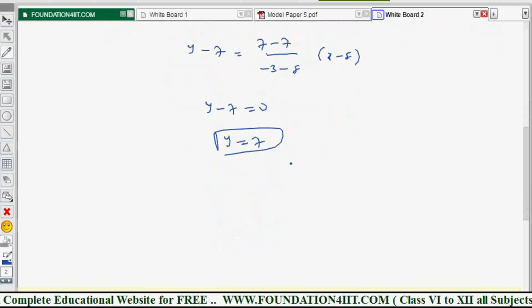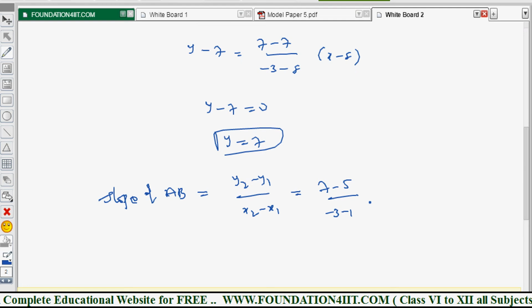You take the slope of AB because it's parallel to AB. So whatever the AB slope is applies for the parallel line. Slope of AB means y2 minus y1 by x2 minus x1, the slope formula. So for AB, A is x1, y1 and B is x2, y2. If you apply 7 minus 5 by minus 3 minus 1, that is 2 by minus 4. So you can write minus 1 by 2 by cancelling.